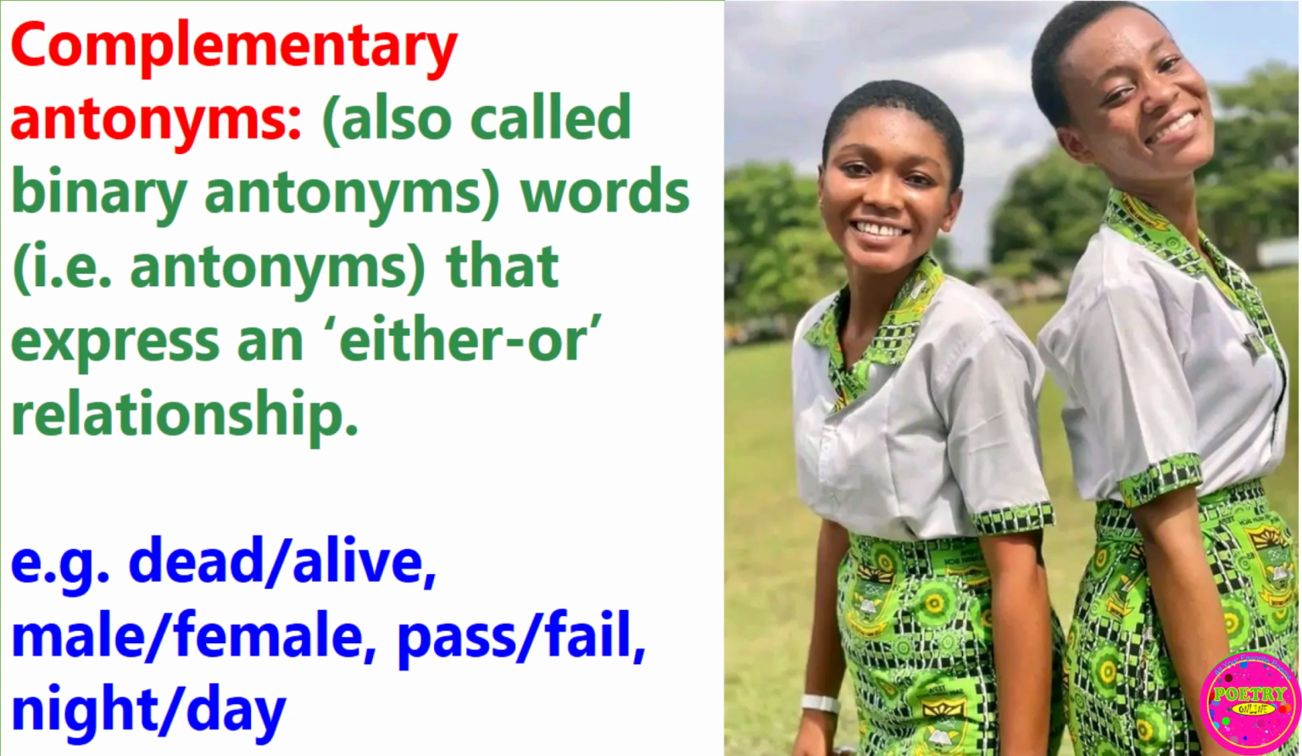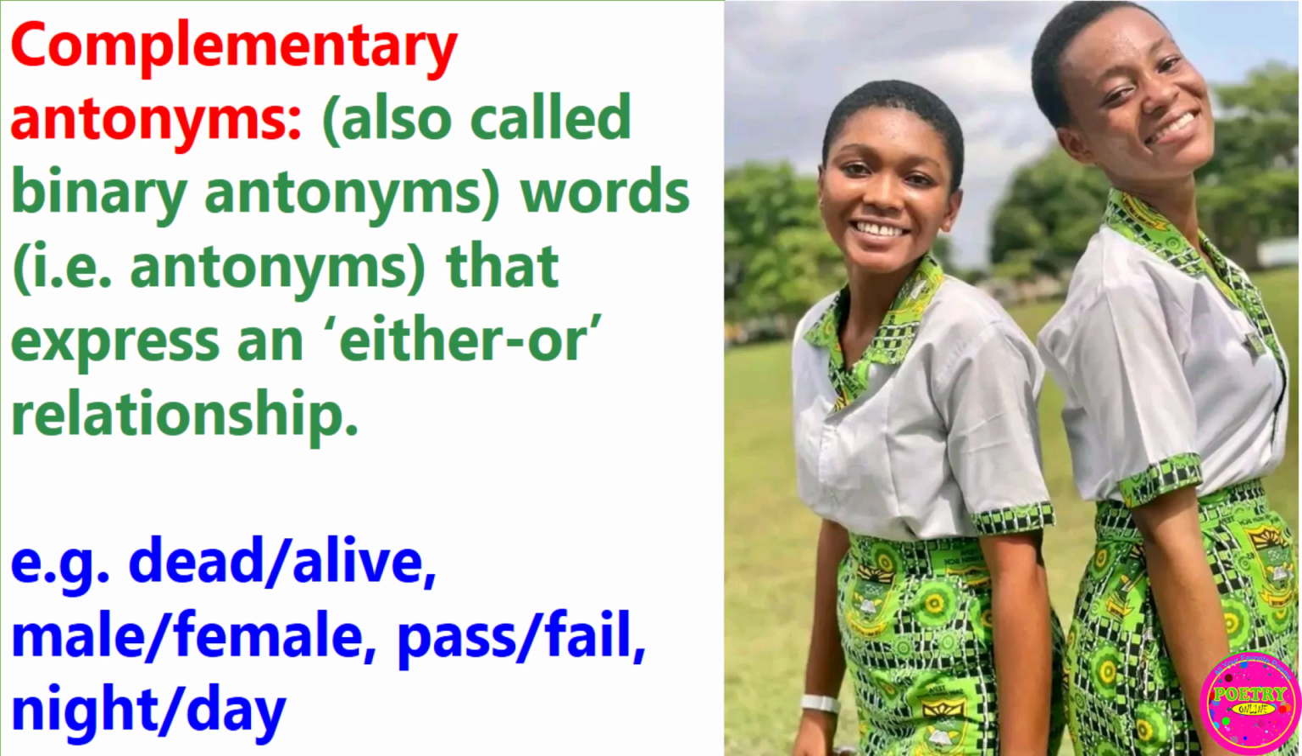The second group of antonyms are complementary antonyms, also called binary antonyms. These are words or antonyms that express an either-or relationship. They express an either-or relationship. It is either one of them or the other. It can't be both.